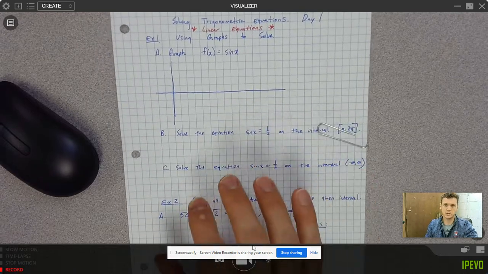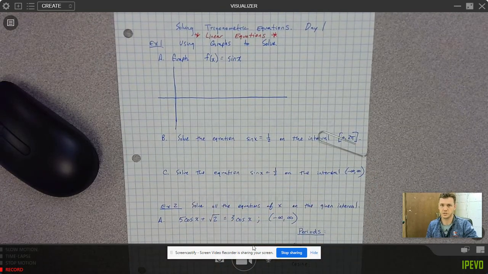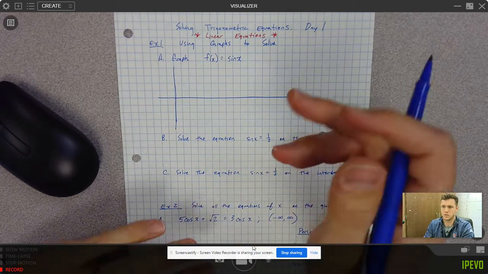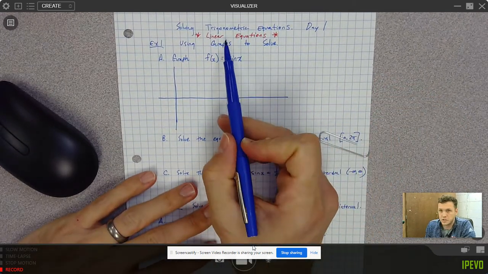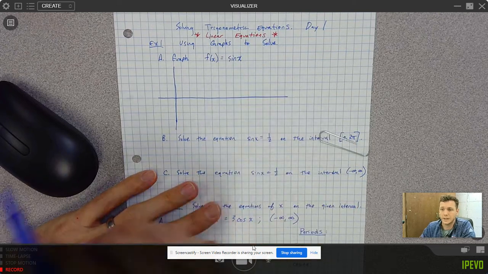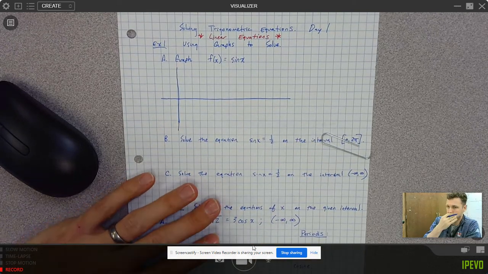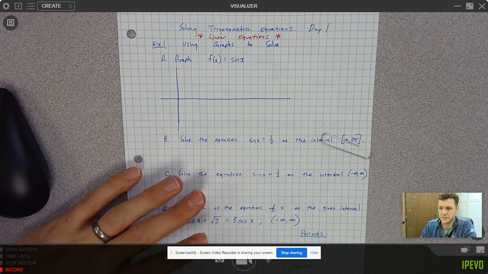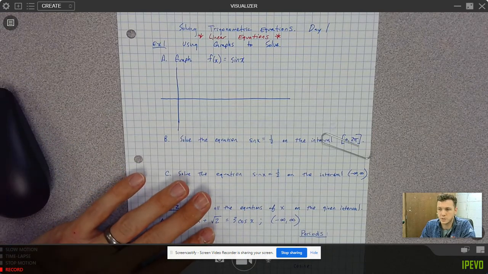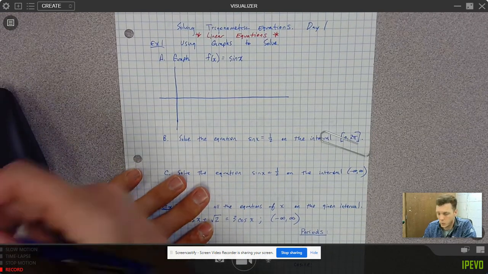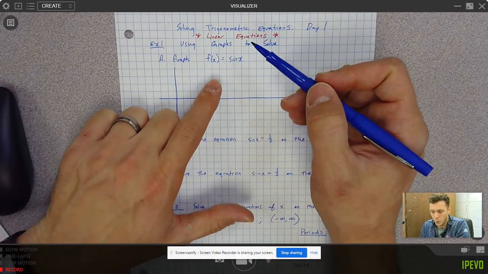So guys, when we are solving trigonometric equations, day one, we're going to look at just some basic examples of what it means to solve this type of equation. Mainly today we're going to look at what we call linear equations. Just simple, there's not a ton of detail that goes into it other than the main core idea. But before we do that, I want to take a look at how we connect that to the graphs.